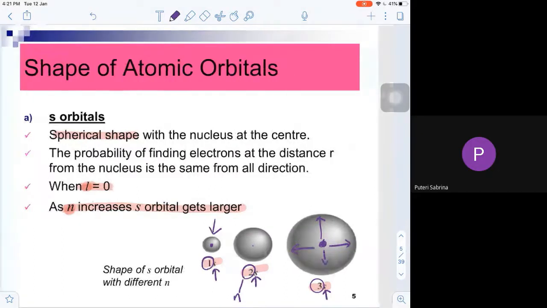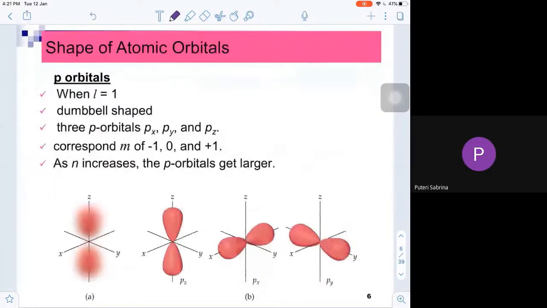Then the second type of orbital is the p orbital. We get this p orbital when L is equal to 1. Remember L just now when we had the s orbital? The s orbital is when L is equal to 0. When L is equal to 1, the type of orbital is the p orbital, and this p orbital has a dumbbell shape.